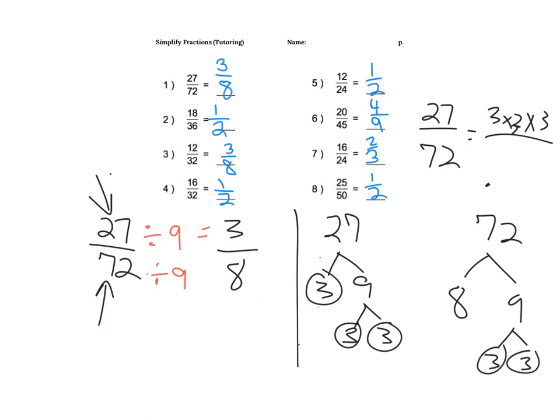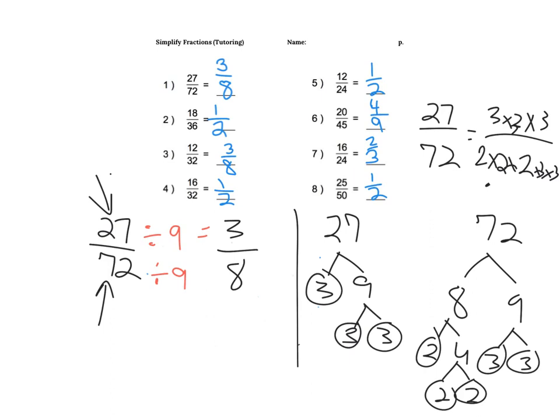8, that's not a prime number. If you look back on the list, it's not highlighted red and yellow, so that can be broken down further into 4 times 2. 2 is prime. 4 can be broken down into 2 times 2. So now we're going to organize that. 72 is just 2 times 2 times 2, which gives you 8, times 3 times 3, which gives you 9. So 8 times 9.